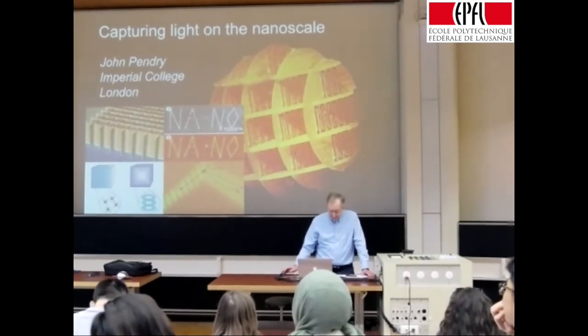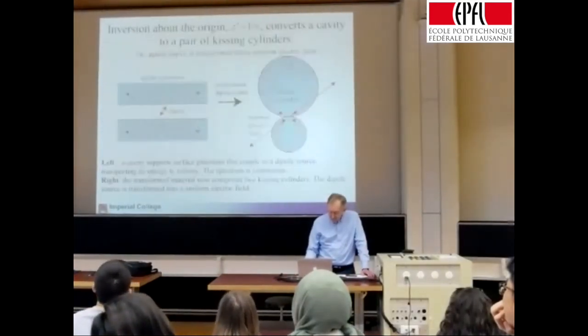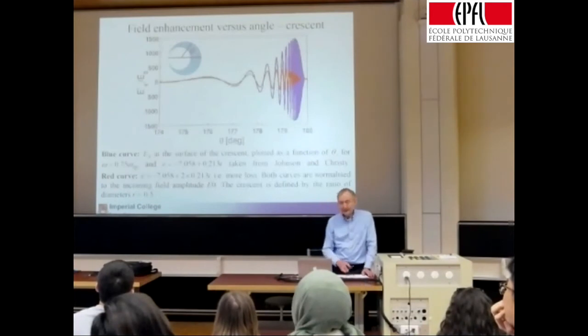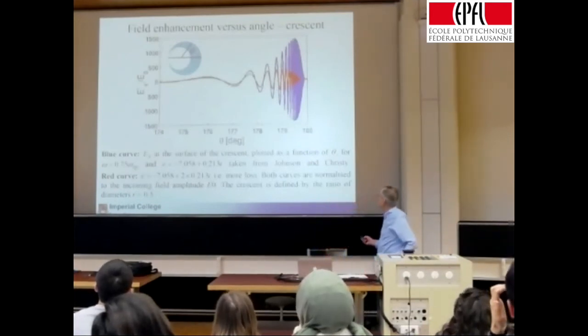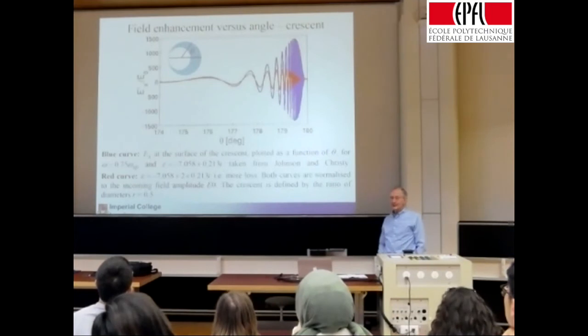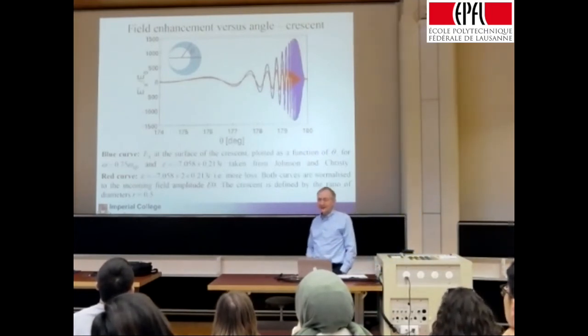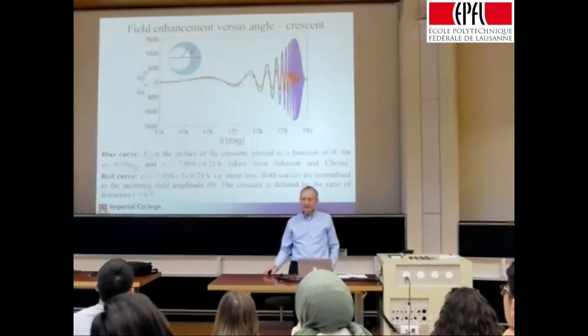But despite all these limitations, I would remind you of this calculation here, which has the actual epsilon for silver taken from Johnson and Christy, and yet you can focus down to this very fine point here. So loss limits things ultimately, but there's a lot you can do even in the presence of loss.